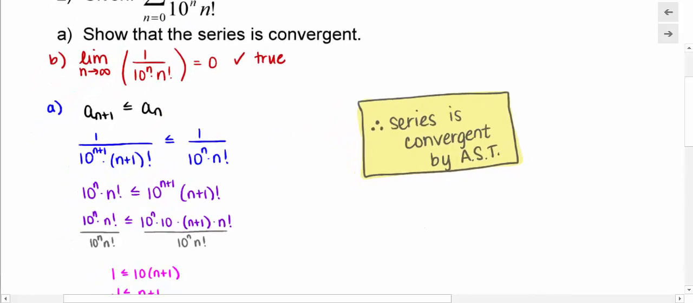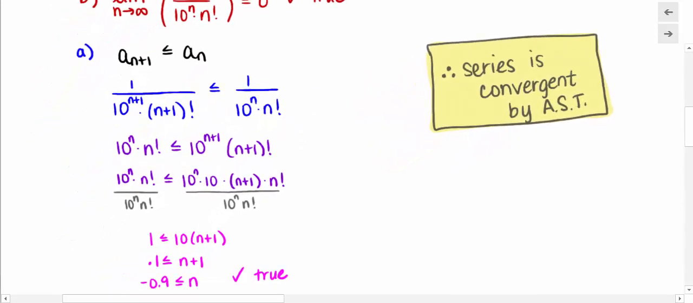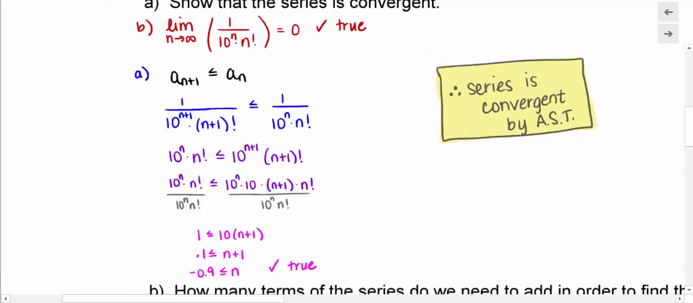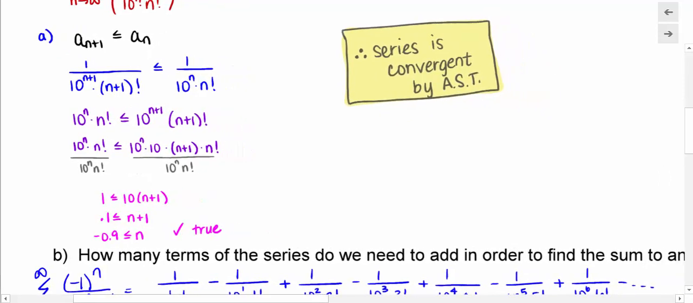And then I can show through some computation here or algebraic manipulation that my next term is going to be less than or equal to my current term. So I substitute in n plus 1 for n, and I can then multiply both sides, divide some terms out, and I get n is greater than or equal to -0.9 or 9/10. That is definitely true because n starts at 0 and goes to infinity. So I've showed series convergence by alternating series test. Now I can answer this question.